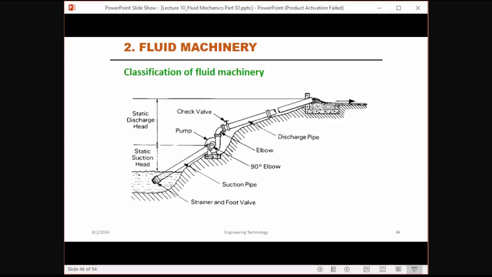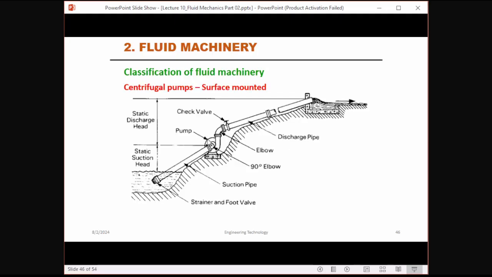We can see different types of losses inside the pipe path. Due to this elbow and due to the friction inside the pipe, we can see different losses. When you are going to design this pipeline, you need to consider these things: losses and pump head, everything you need to check and calculate.